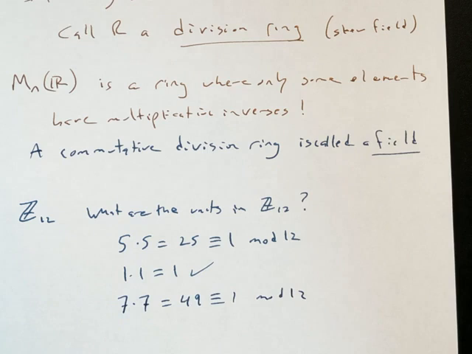What about 0? Units can only come from the non-zero elements of the ring. So we're only looking at Z12 star, which doesn't include 0 by definition. There's one more. Yeah, 11, because 11 squared is 121, which is 1 bigger than a multiple of 12.